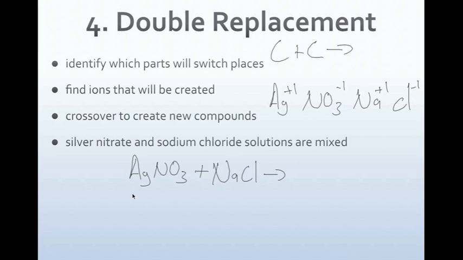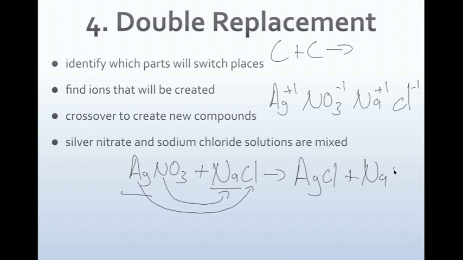And it produces a product. We see that our metals will switch places. So silver is now going to be bonded to chlorine, and nitrate is going to be bonded to sodium. So we have to re-crisscross on the other side. We take silver, bond it to chlorine. They both have a 1 oxidation number, so it's going to be AgCl. And then sodium is going to bond to nitrate, so we're going to have NaNO3.